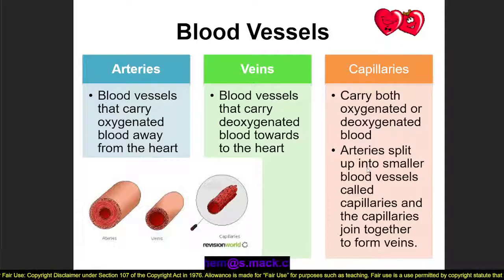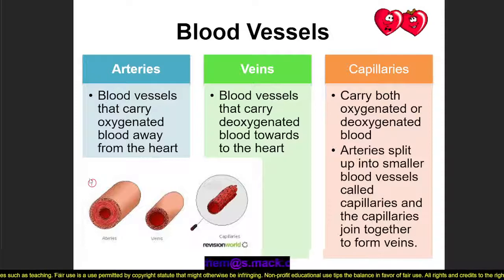I will read from the slides and make reference to the diagram seen on the screen. Let's start with arteries. Arteries refer to the blood vessels that carry oxygenated blood away from the heart. This diagram here shows an example of what an artery looks like. We see a cross section of an artery.